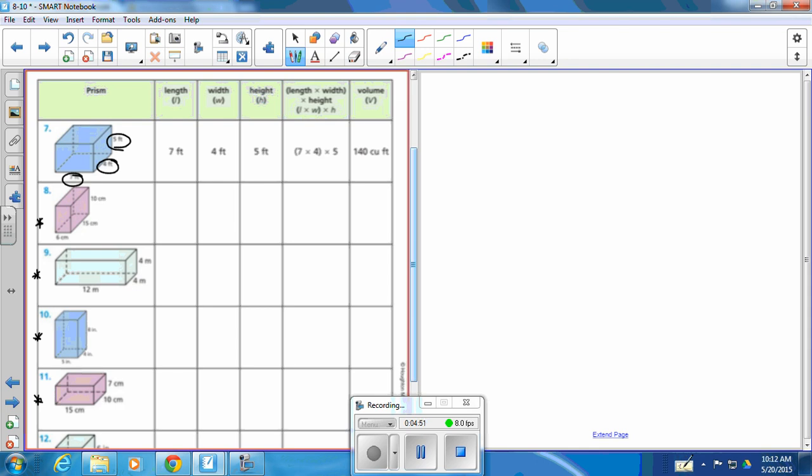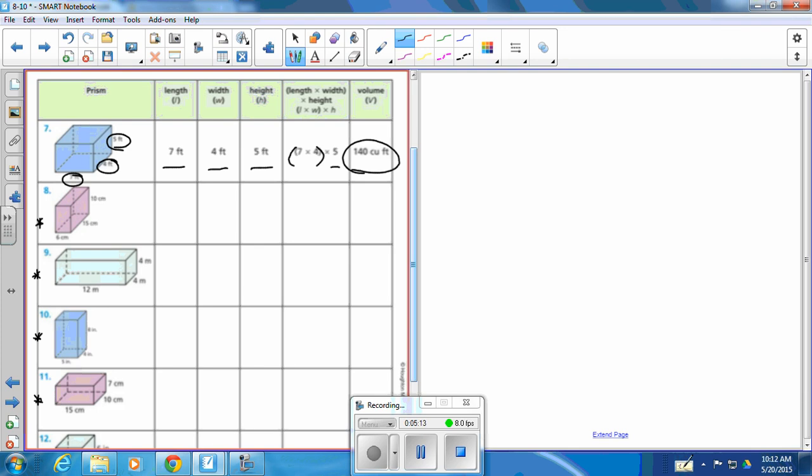Okay, so let's look at number 7 as the example. The length is labeled as 7 feet. So we fill in the table there. The width is labeled as 4 and the height is labeled as 5. So we take 7 times 4, length times width, and then we multiply that by the height to get a total of 140 cubic feet.